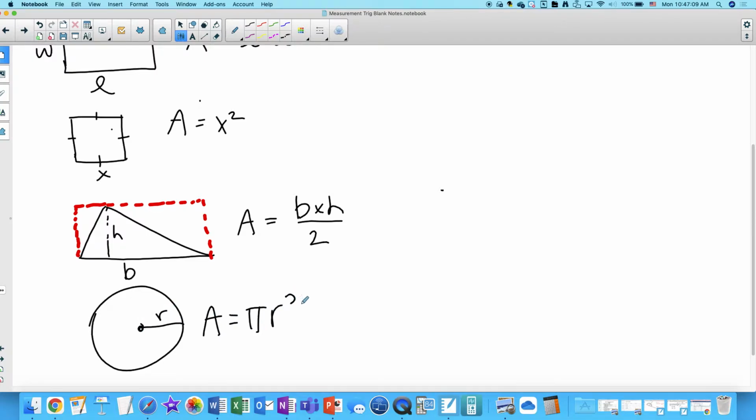There's another important formula when we talk about circles, which is the circumference of a circle. So I'm going to write that down as well. Circumference is like the distance around the outside, right? It's kind of like the perimeter equivalent. So circumference is either 2 pi r or pi d, pi times diameter. Okay, so those are some common area formulas.